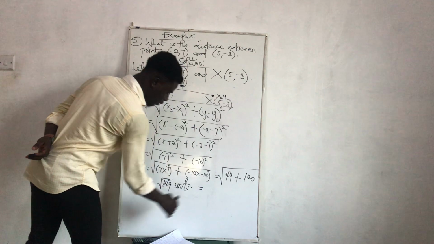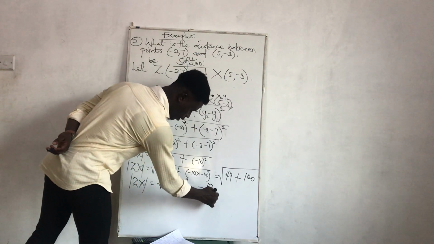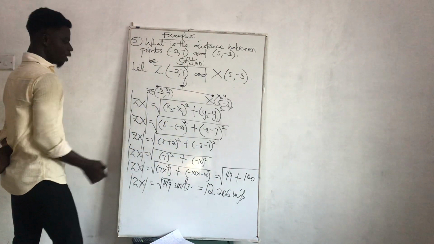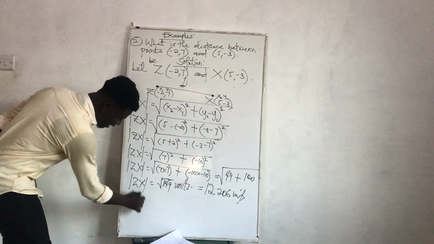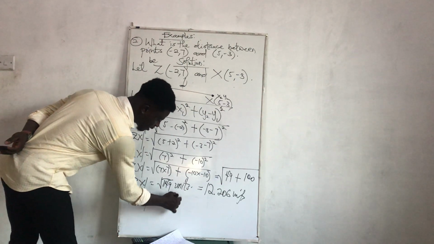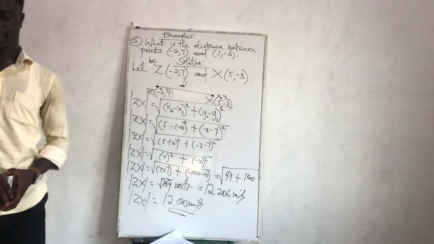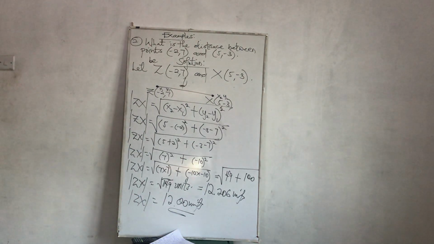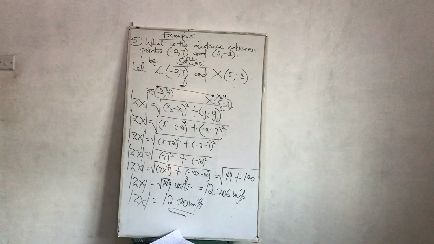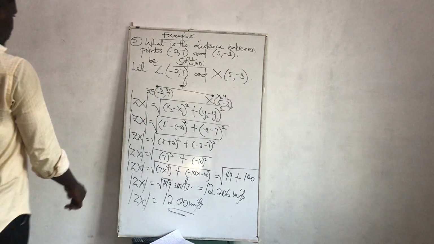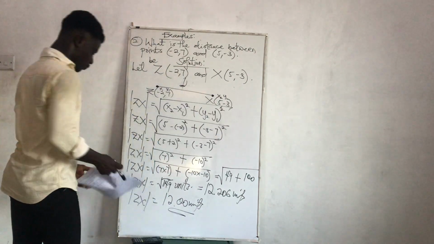So we can leave it in decimals, which is 12.206 units. So to the nearest whole number, which is 12 units. That's it. Very, very simple. Alright, so that's our second example.